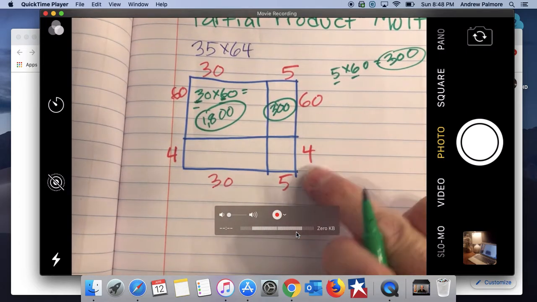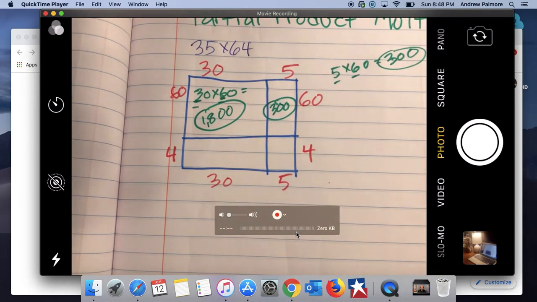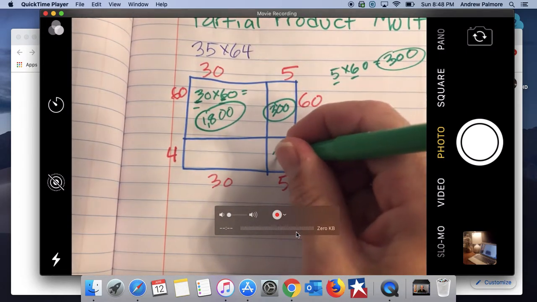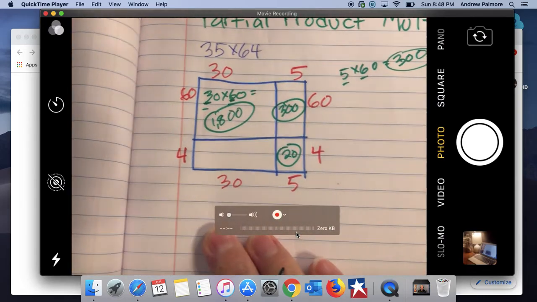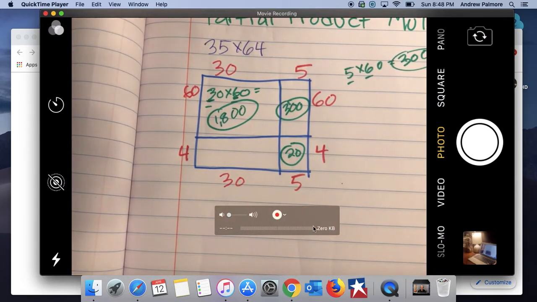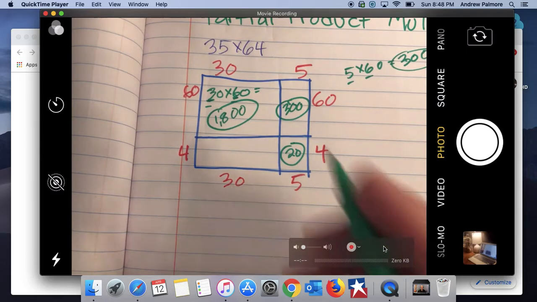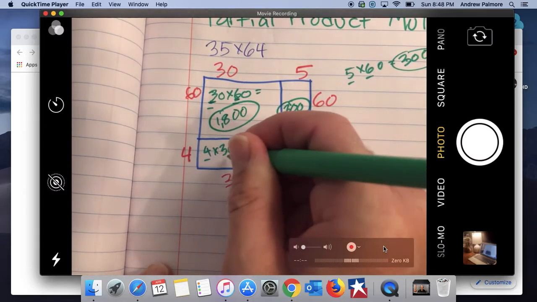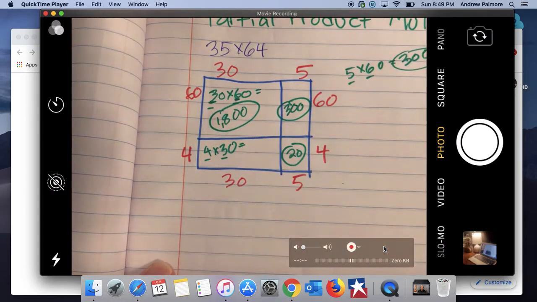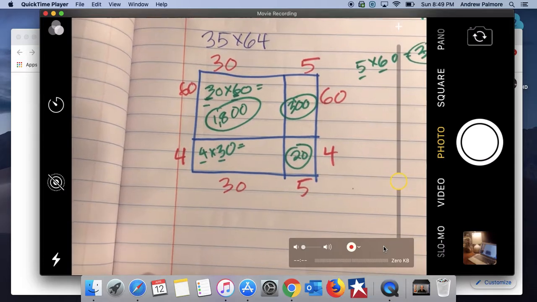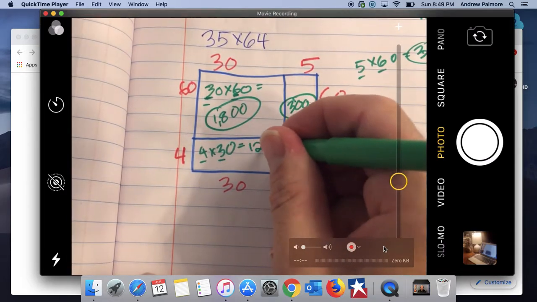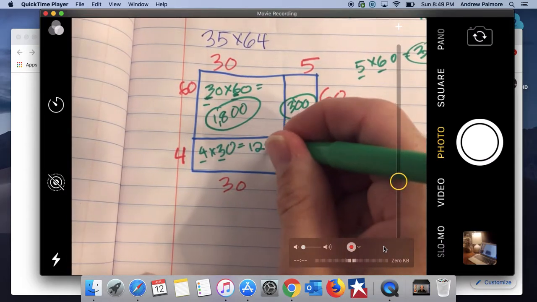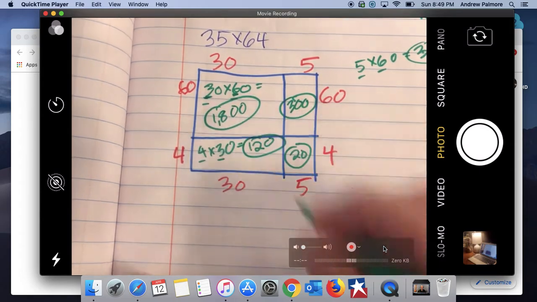Okay, 4 times 5 is 20. And 4 times 30 is what? Can we do 4? So I think 4 times 3 is 12, right? Then I'm going to add the power of 10 here. I'm going to make that 120.